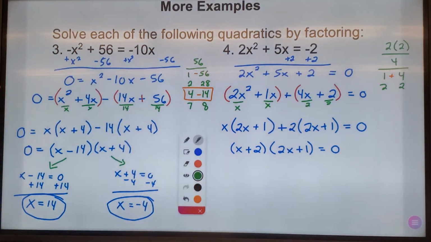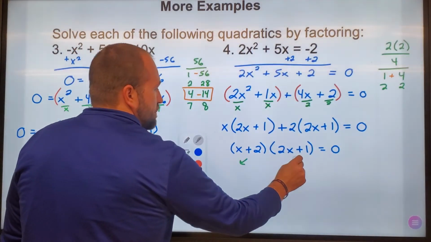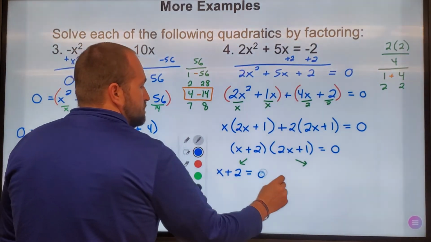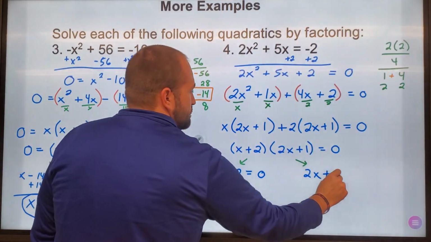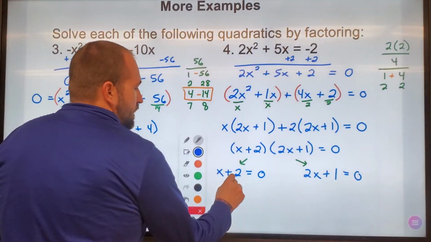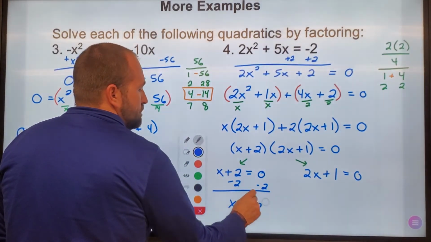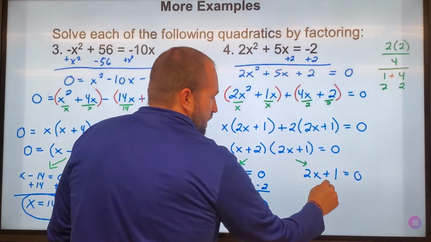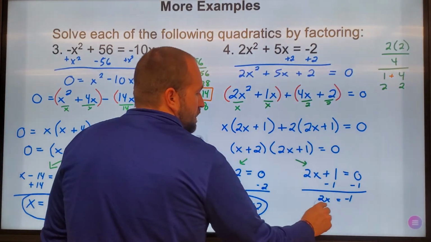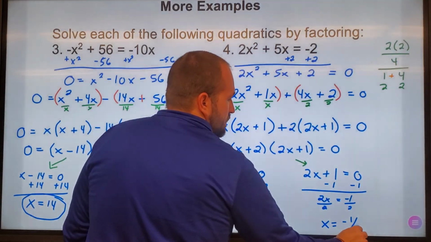And again, once I have that expression factored, I'm going to do what I did here and apply the zero product property. I'm going to do an arrow here, an arrow there. That means x plus 2 is 0, or 2x plus 1 equals 0. Solving each one individually, I can subtract 2 on both sides here, x is going to equal negative 2. And over here, I'm going to subtract 1 first, and then divide by 2. So x equals negative 1/2.